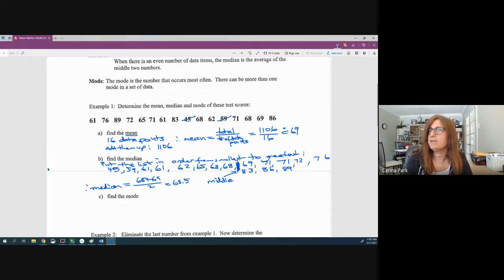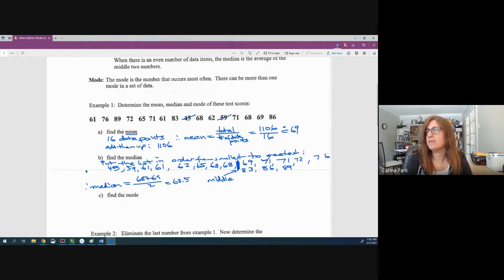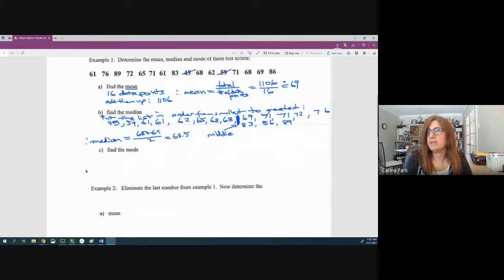Okay, so when you have an even number of data points, your median is going to be a number between two values, because when you split them up in half, you're going to have the same number in each half and nothing in between. So your median, or the middle, is going to be the average of the two values in the middle. Okay, and then the last thing is the mode.